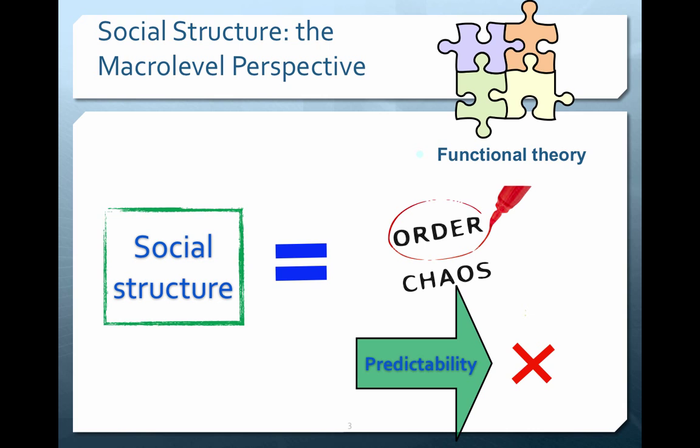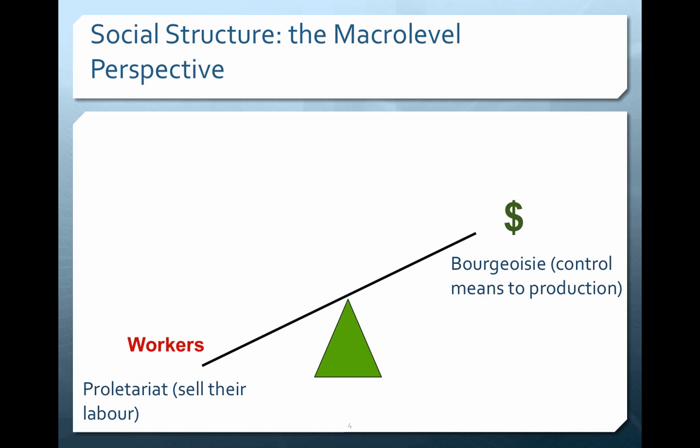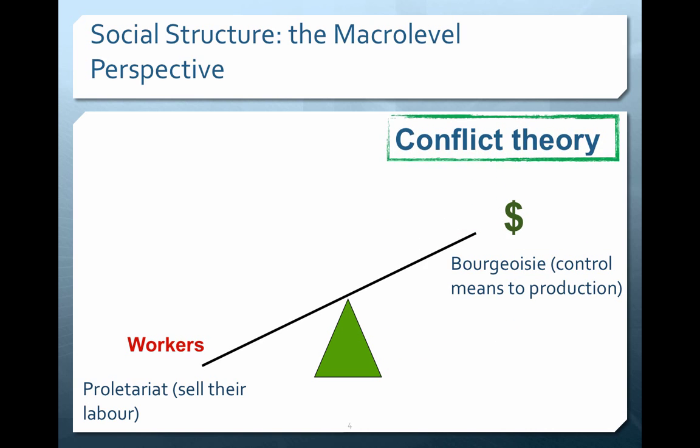Now, by way of showing an alternative view, conflict theory views things a little differently. When they look at social structure, they think of the limits that social structure can place on our options, and how it places us in arbitrary categories that are not necessarily of our own choosing.